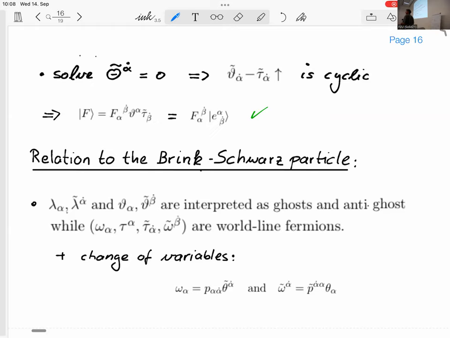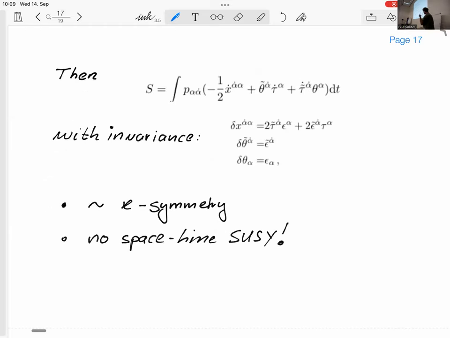And then, of course, you might ask, does it have anything to do? Maybe we've done just the same thing as the pure spinor particle, we just didn't notice. But seems not, because if I can change interpretation, I can say lambda. These were previously worldline fields, and these were the ghosts. I just changed the role. I say what was ghost before is now field, and the other one is ghost. The theory is, of course, the same. The worldline action is the same, and then I make one more change of variables, like this. And then, indeed, you come to an action which looks a little bit similar to the Brink-Schwarz action.